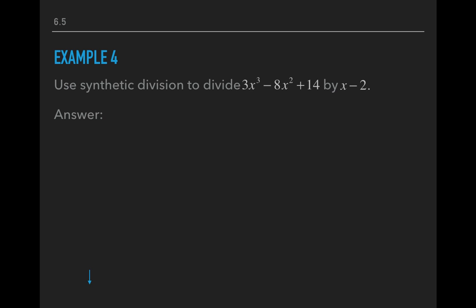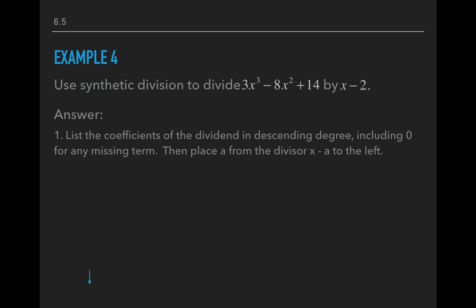We're going to divide that polynomial by x minus 2. Because we're dividing by a binomial, we're good to go. You can use synthetic division. List the coefficients of your dividend in descending order, and make sure you plug in zeros for any missing terms. Here we have a missing term, so we'll need to do that. Then place the a value from your divisor to the left, so that it looks like this.